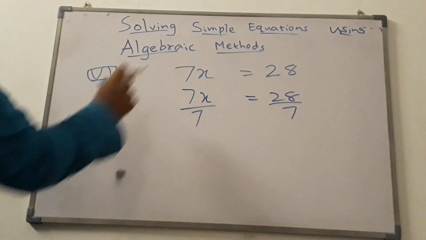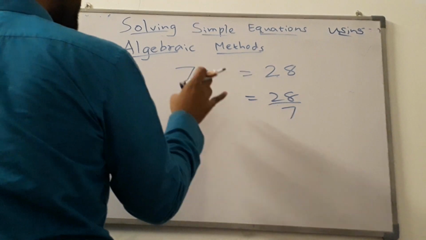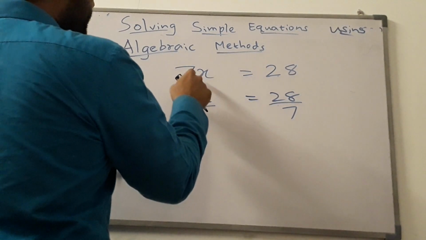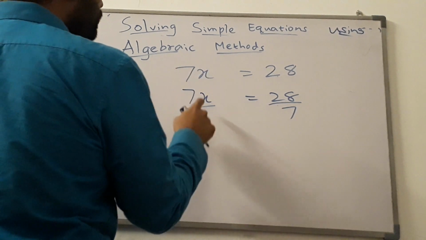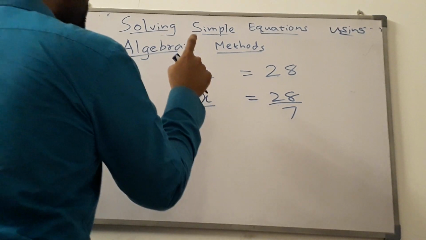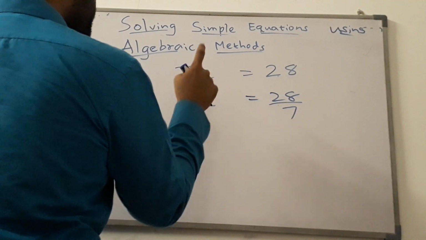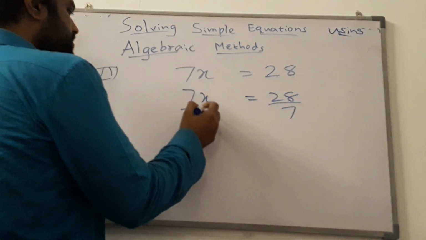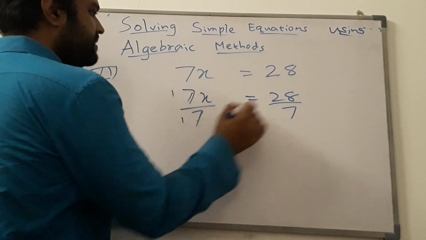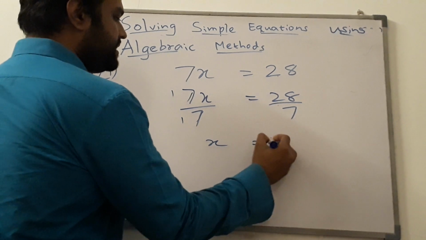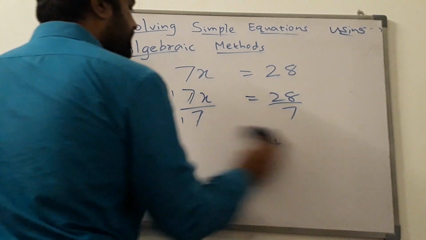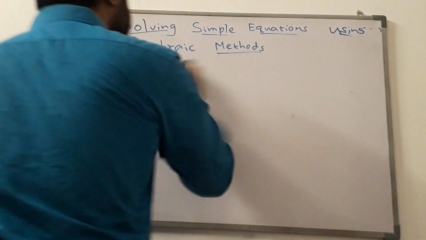So whenever there is a coefficient, we have to divide the value given by the coefficient. If the number in front of x is 7, we have to divide the algebraic term by the number itself. So 7 and 7 get cancelled. 28 divided by 7 means 4. This is the answer. There are 7 fours. Let me take another example.